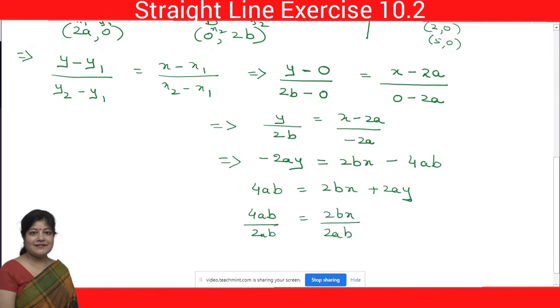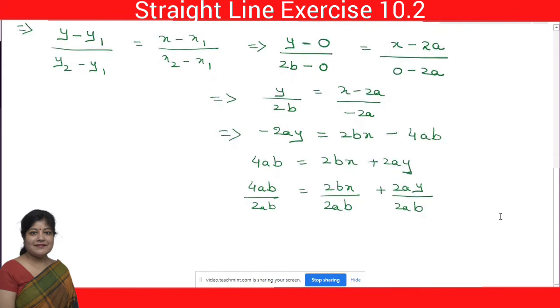And why are we dividing it by 2ab? In order to get the answer. Okay, ma'am. Now what are we left with? Speak out. We are left with 2ab is equal to 2x by a plus y by b. This is the thing which we have to prove. Yes, ma'am. Now just note it down.